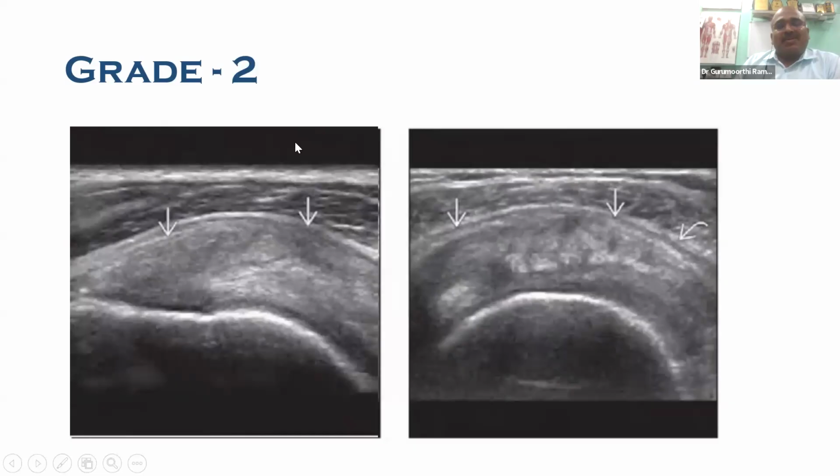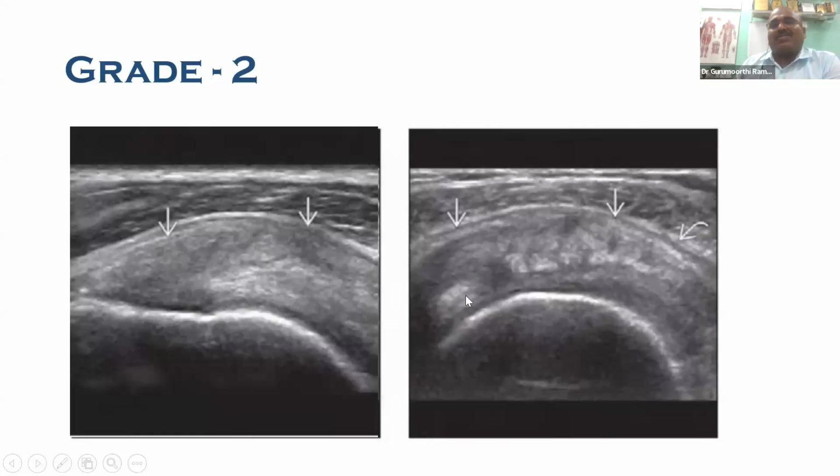Then we are going for grade 2. Now you can obviously see the tendon is so much thickened. Now only you can see some amount of fibrils here, some amount of fibrillar pattern here. Almost it's the whole length. You can see it's hypoechoic, right? And you can see it's thickened over here, and you can see some thickening over here, and you can see a minimal subacromial subdeltoid bursal effusion.